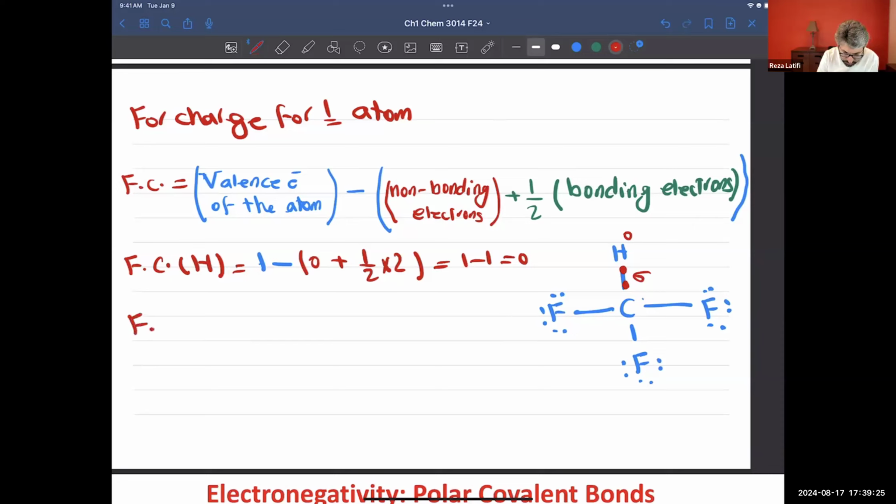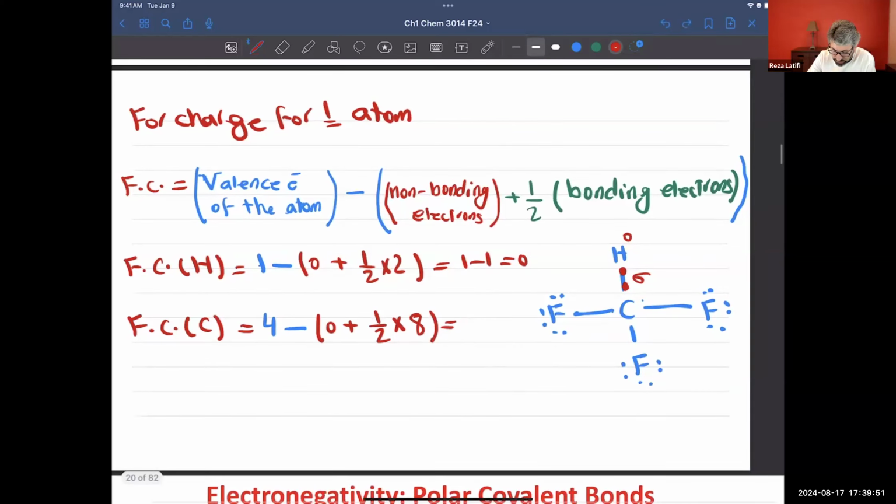That means the formal charge of hydrogen is 0. Repeat this for carbon. Carbon belongs to group 4, so you say 4 minus. Do I see any lone pair around carbon? No. How many sigma bonds did we make? We made 4, and per each sigma bond, we use 2 electrons. So technically, I have 8 bonding electrons. Half of the 8 belong to carbon. So it will be 4 minus 4, 0.